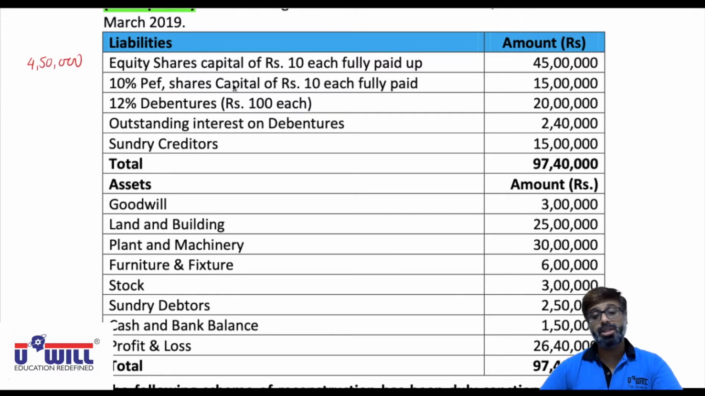4,50,000 equity shares. 10% preference share capital of rupees 10 each, fully paid up, 15 lakhs. So 15 lakhs divided by 10, you can say there are 1,50,000 preference shares. 10% debentures of rupees 100 each, 20 lakhs. So 20 lakhs divided by 100, you can say there are 20,000 debentures. Outstanding interest on debentures 2,40,000 and creditors 15 lakhs.